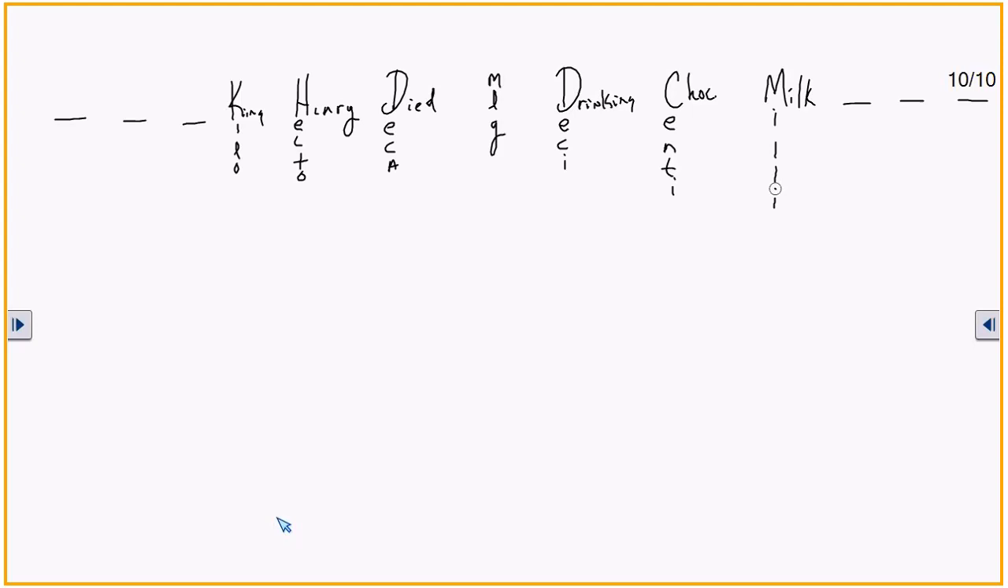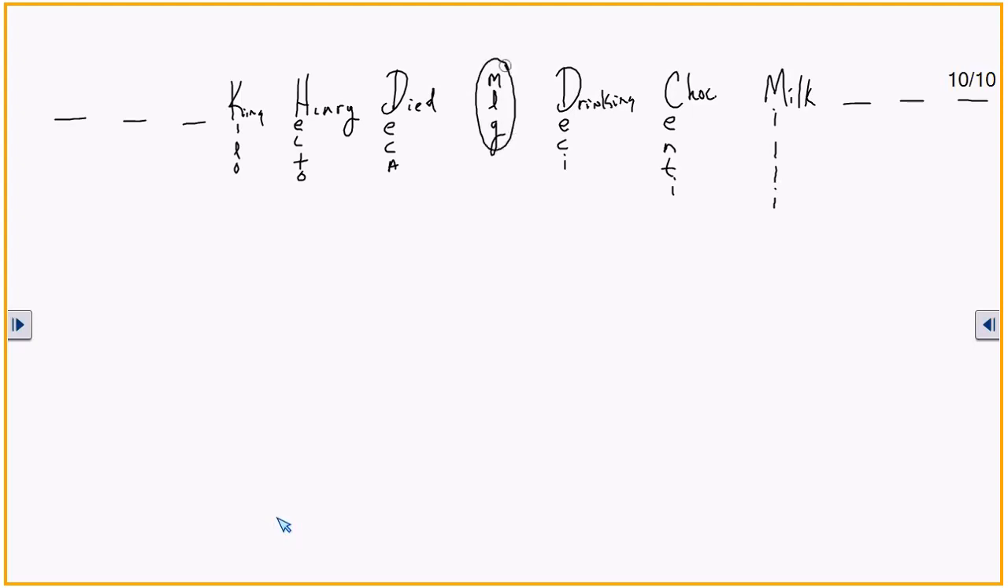Okay, now if you're talking about meters, that's kilometer, hectometer, decameter, decimeter, centimeter, and millimeter. If you're talking about liters, kiloliter, hectoliter, decaliter, deciliter, centiliter, milliliter. If you're talking about grams, kilogram, hectogram, decagram, decigram, centigram, milligram. These are your units. These are your basic units right here.